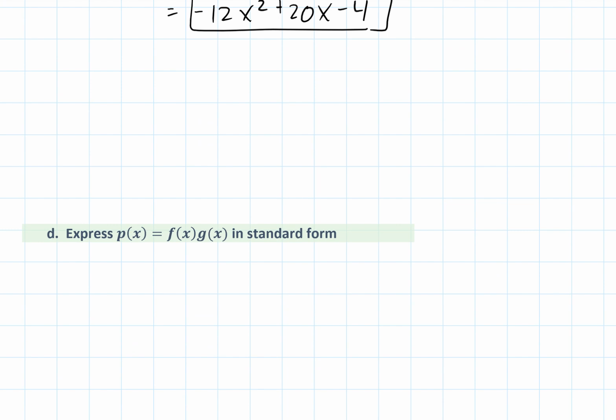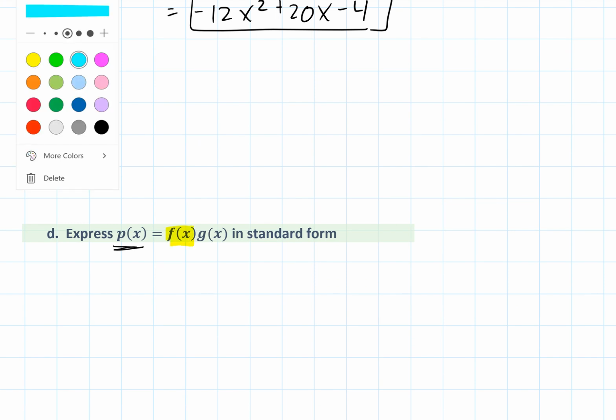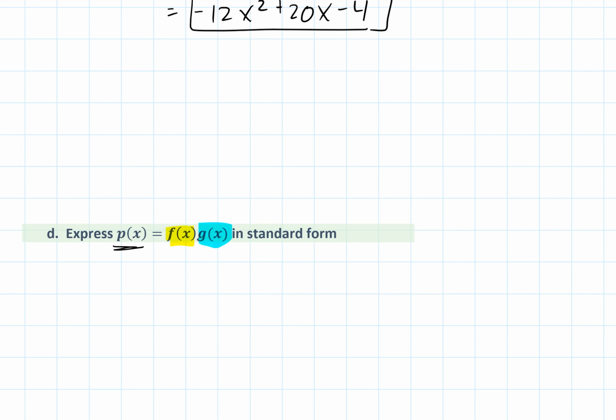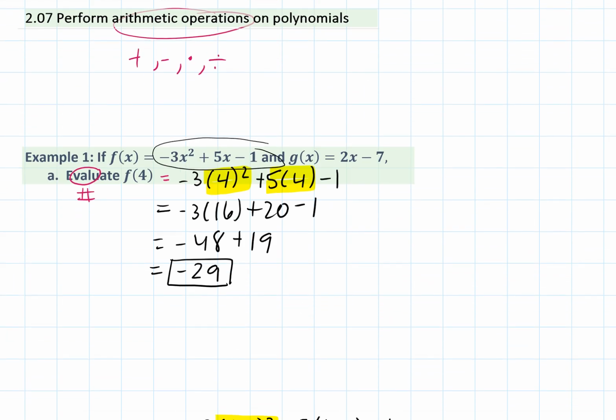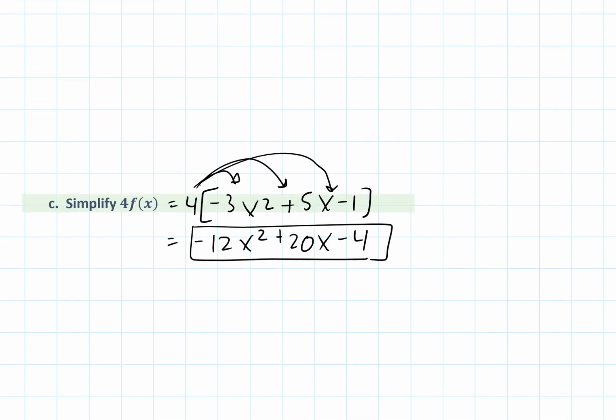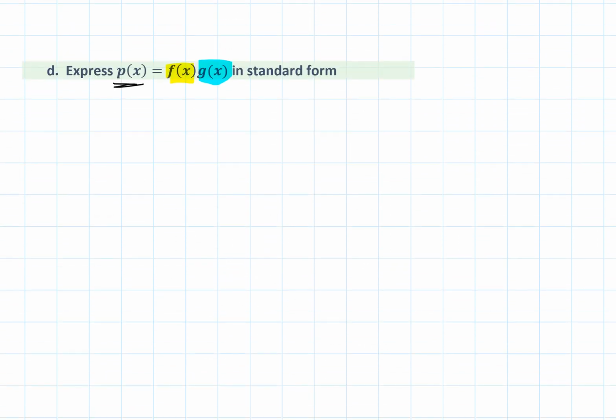Last one, express p of x equals f times g in standard form. So that means p, probably because this is a product, we have two functions that we're going to multiply. That's because they're sitting next to each other. Okay, let's find out what f and g are. Here's f, here's the function g. We're going to put them side by side and then go ahead and multiply them.